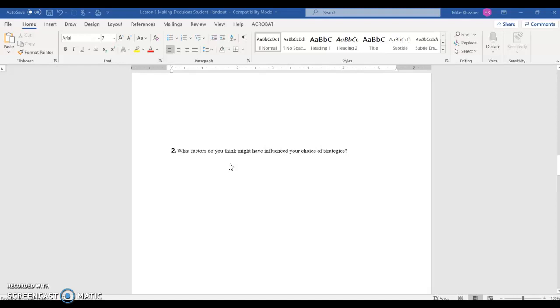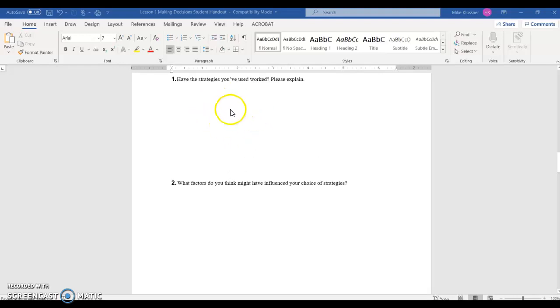Then number 2, what factors do you think might have influenced your choice of strategy? So again, going back to that PowerPoint, what were some of the factors that had you decide on the strategies that you used? It could be your age. It could be your feelings. It could be the risk and the consequences. So you're going to identify some of the factors that you think may have influenced your choice of the strategy or strategies that you identified in number 1.